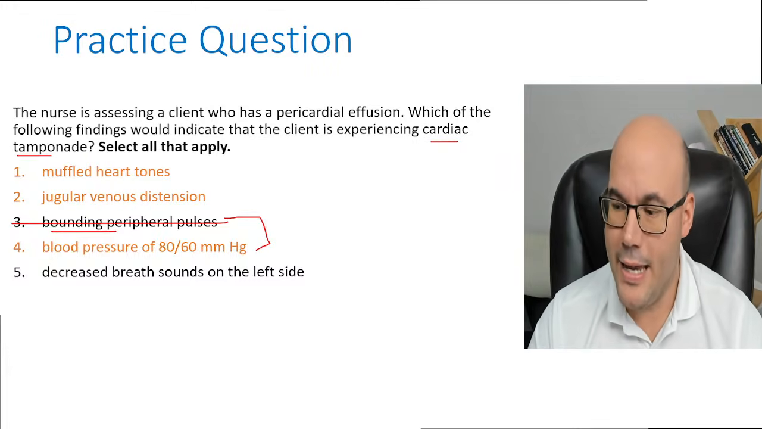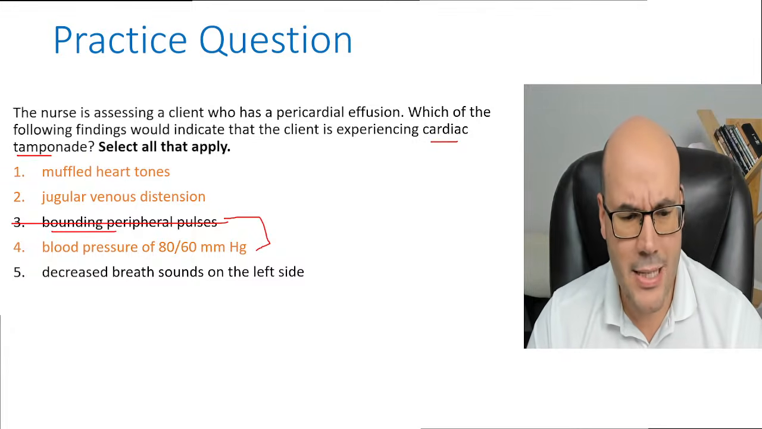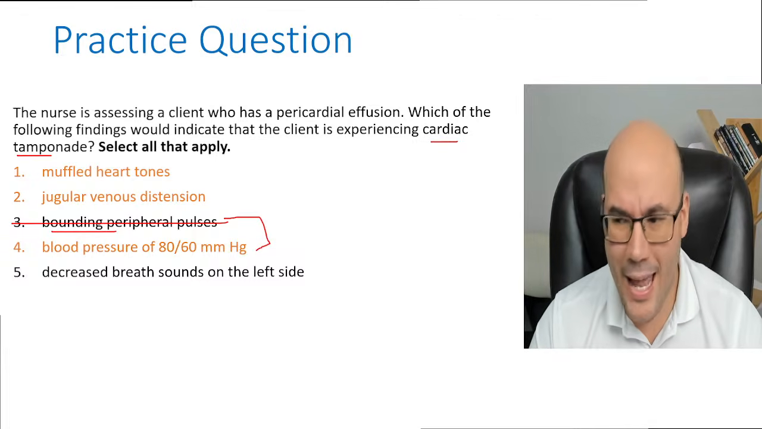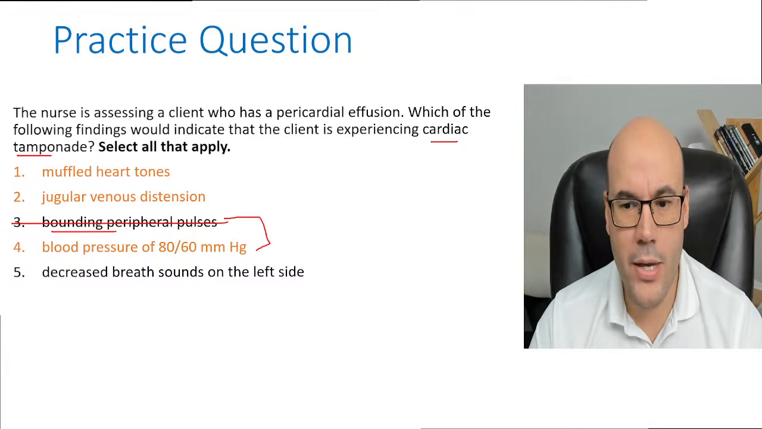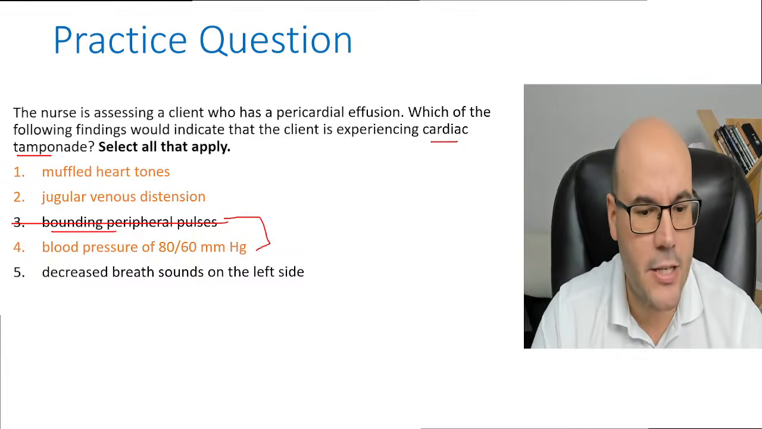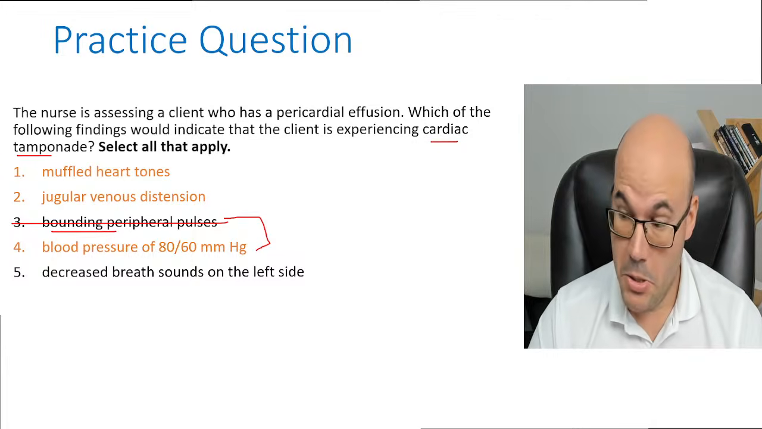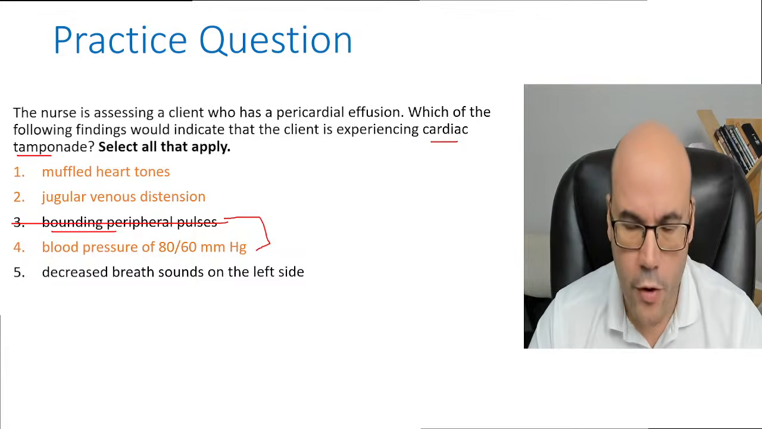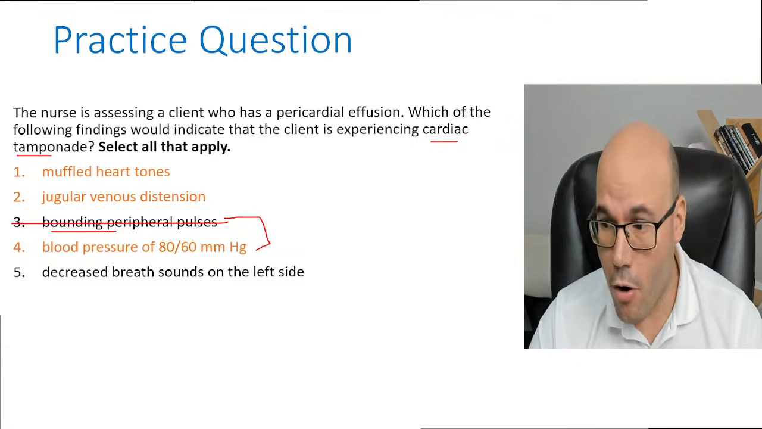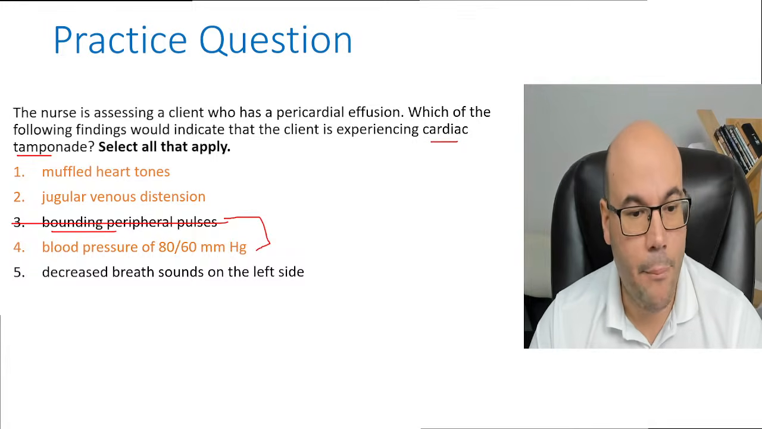And lastly, decreased breath sounds on the left side. So this is specifically on the left lung, on the left side. Where can we see a decrease in breath sounds only on one side, on the left side? Well, this is not specific to cardiac tamponade. This could be maybe atelectasis, maybe from a pleural effusion or pneumothorax, but it's not indicative of cardiac tamponade.